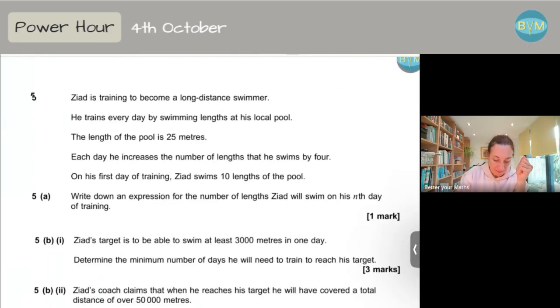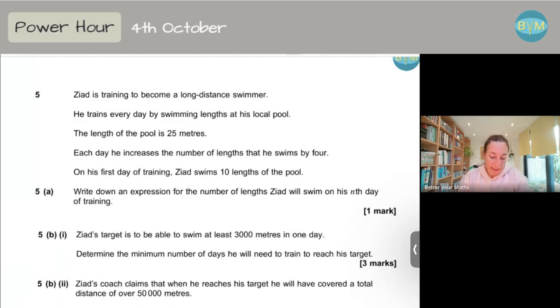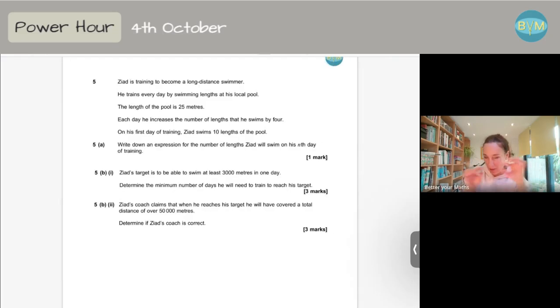So this one, we have Siad, I'm not sure how you say the name, is training to become a long distance swimmer, and he trains every day by swimming lengths at his local pool. The length of the pool is 25 meters, and each day he increases the number of lengths that he swims by 4. So every day he swims 4 more lengths. On the first day of training, he swims 10 lengths of the pool. So I hope you are already seeing that this is a type of sequence.